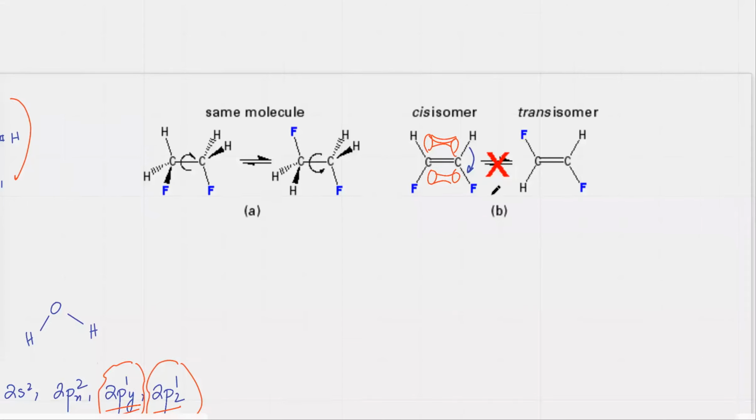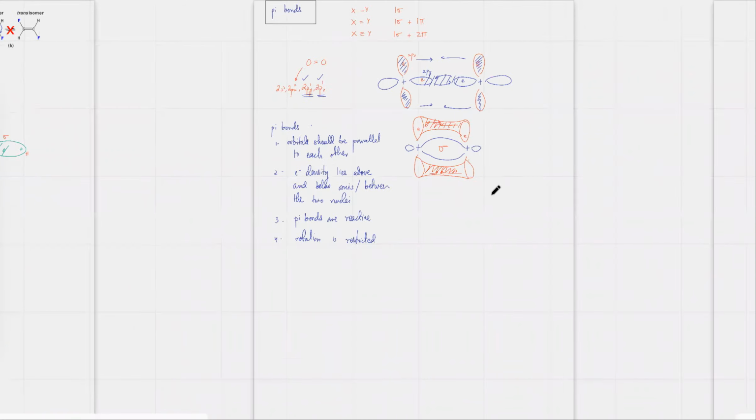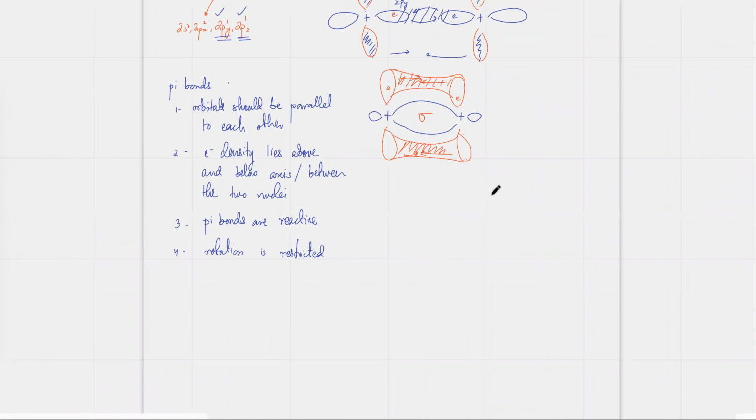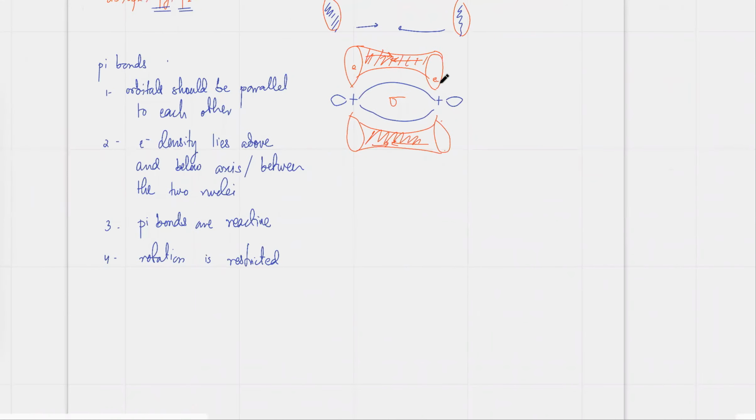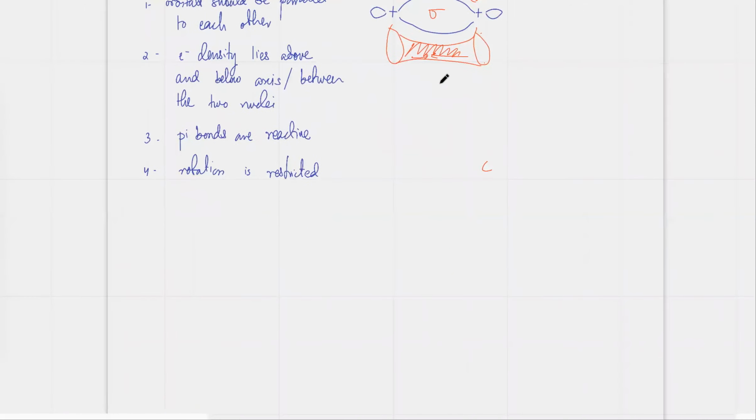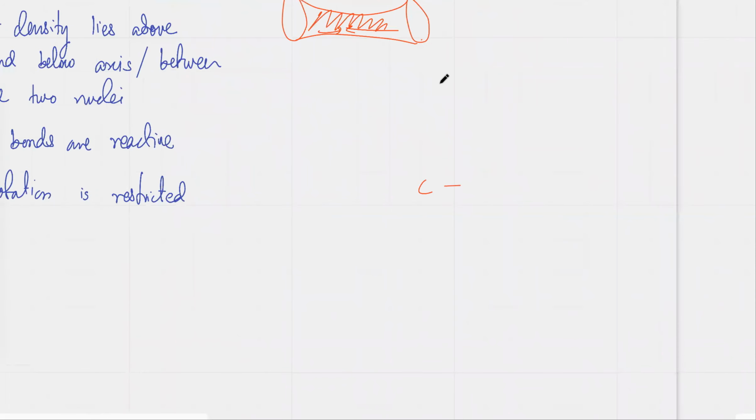So anyways, moving on, let's try and draw another pi bond. A lot of times you'll be asked questions about this in your paper. What you just have to draw is this thing. You might be asked to show one pi bond, like in an ethene molecule. A lot of times they ask you about ethene molecules.